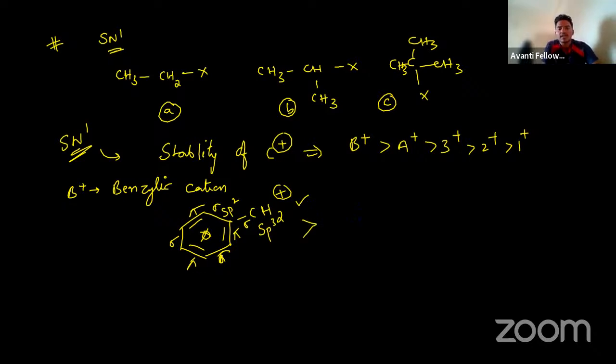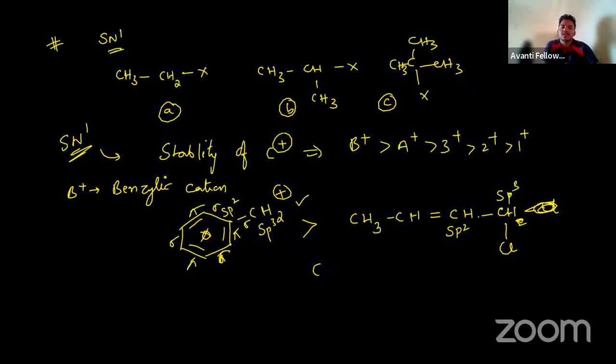How do you write the allylic cation? CH3, CH, double bond, CH, CH2, Cl. Ideally, let's write Cl here. So CH3 CH double bond CH, bonded to CH2 and Cl. Now this is an sp2 carbon and this is an sp3 carbon. Again, you can see here CH3, CH, double bond, CH, CH2 with a positive charge. Again, positive charge, sigma, pi.